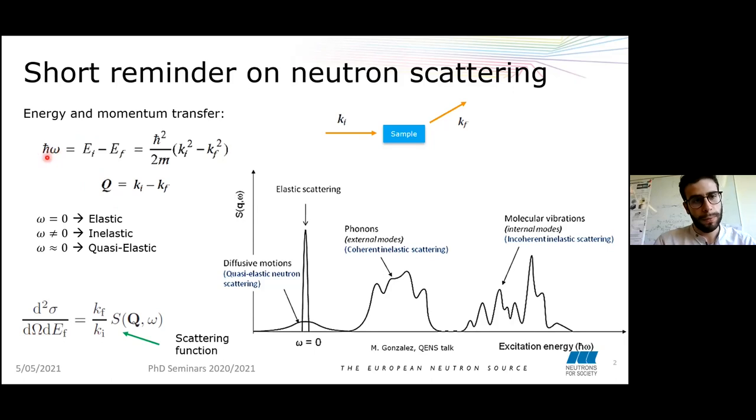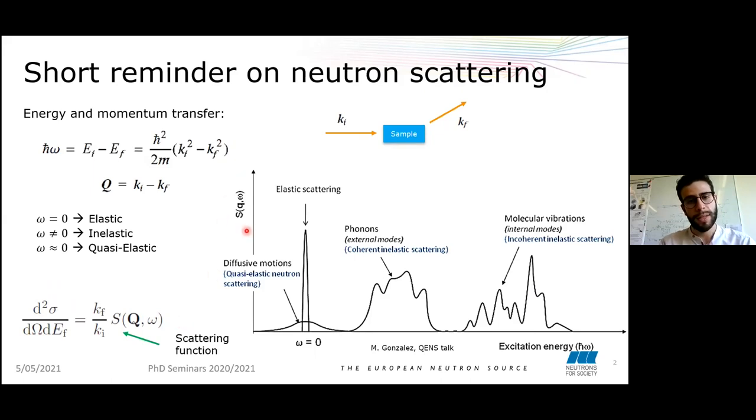The amount of omega exchanged defines the type of scattering. So elastic scattering, inelastic scattering if omega is different from zero, and a particular type of inelastic scattering is the quasi-elastic, in which omega is different from zero, is small, but close to zero. We have seen many times that the double differential cross-section is related to the scattering function.